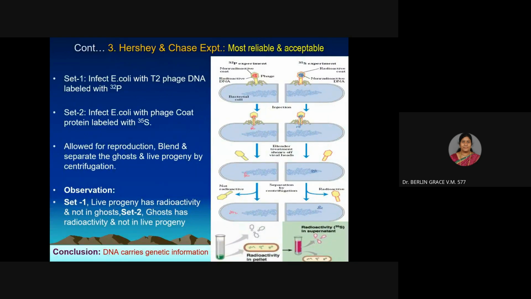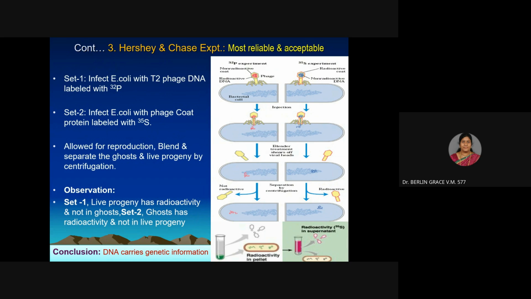The same result was further confirmed by another experiment, Hershey and Chase. This experiment is the most reliable and acceptable one. They did the same experiment but in a different condition using a bacteriophage. Two sets of bacteriophage infected cells were grown; in one set the DNA is radio labeled, whereas in the other set the protein coat of the virus is radio labeled.